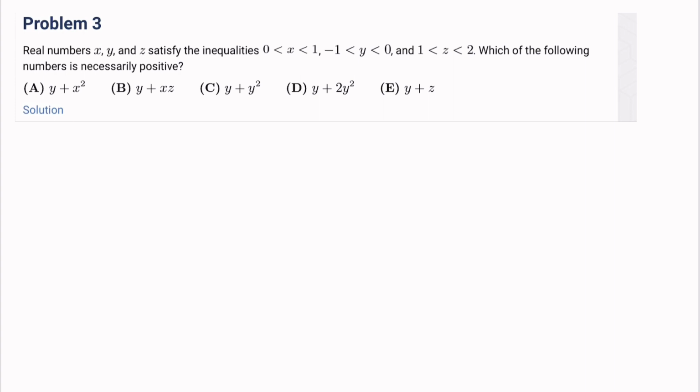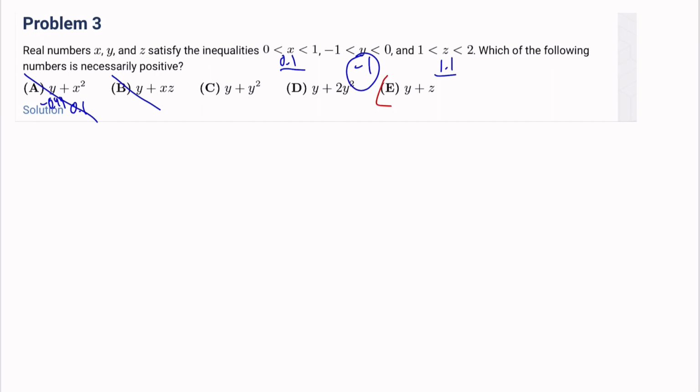Okay, so if x is like 0.1 and y is -0.99, then that doesn't make sense, so A is gone. And y plus xz, what if x is like 0.1 and z is 1.1, right? And y would be like -1, right? And then these two multiplied, their absolute value would be less than 1, so that would also be negative, and so that's also wrong.